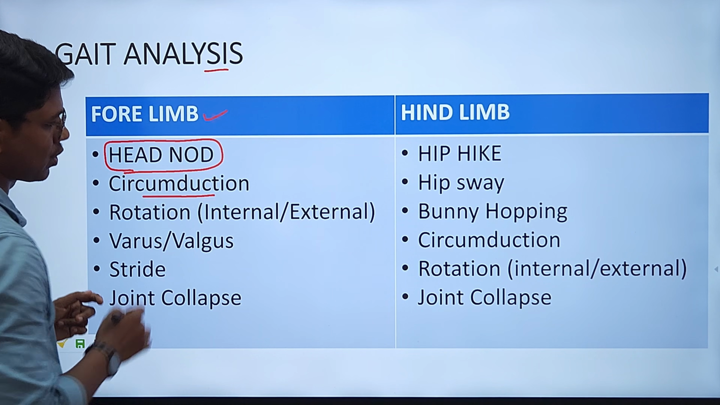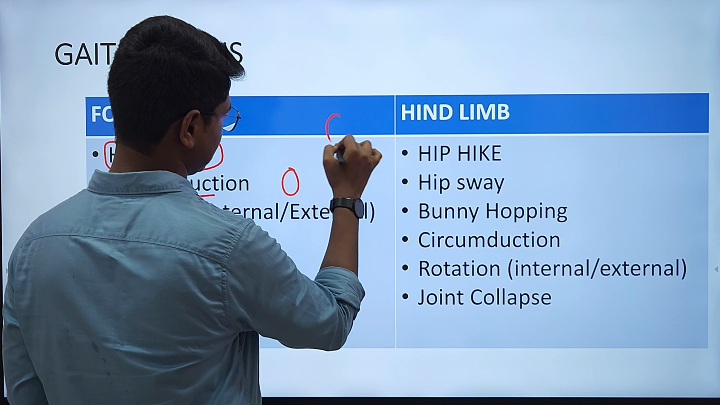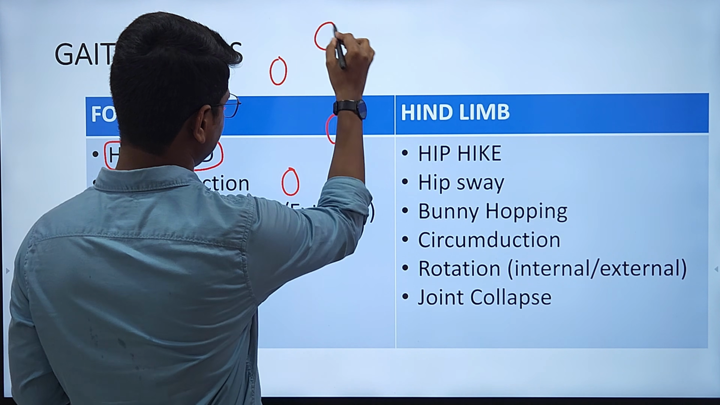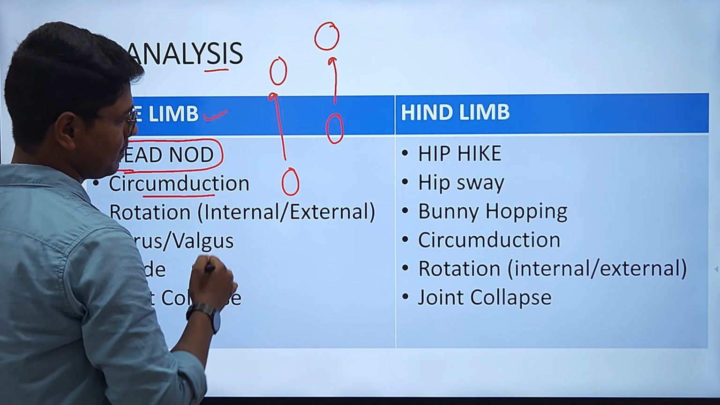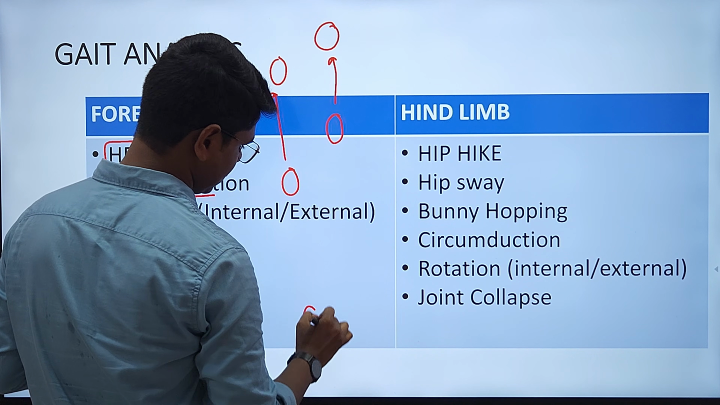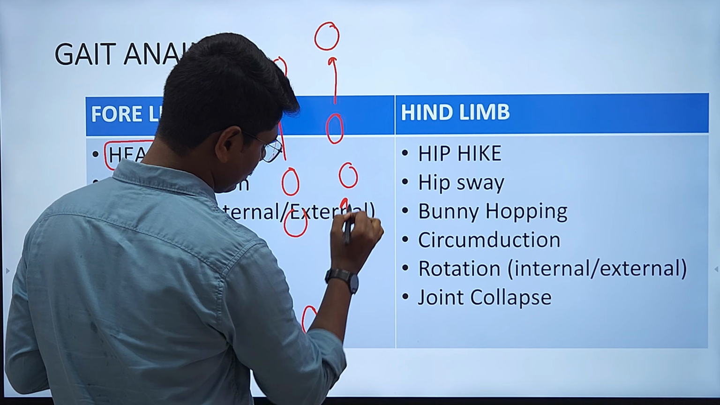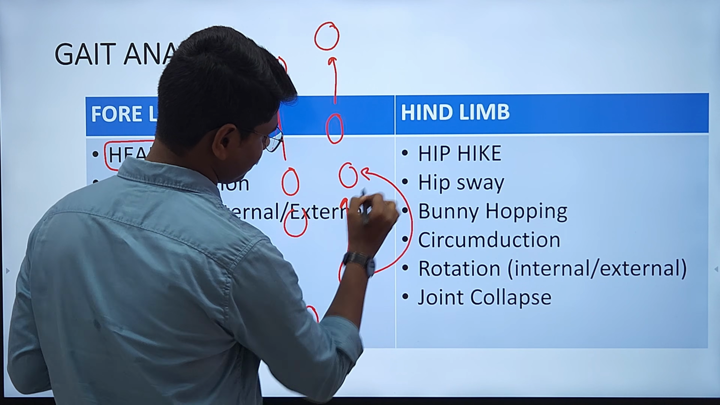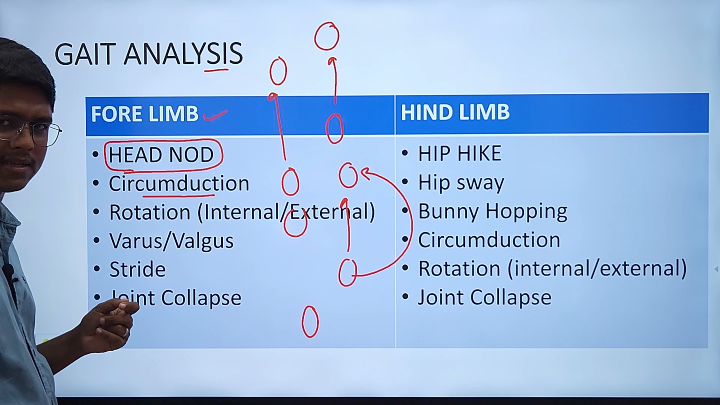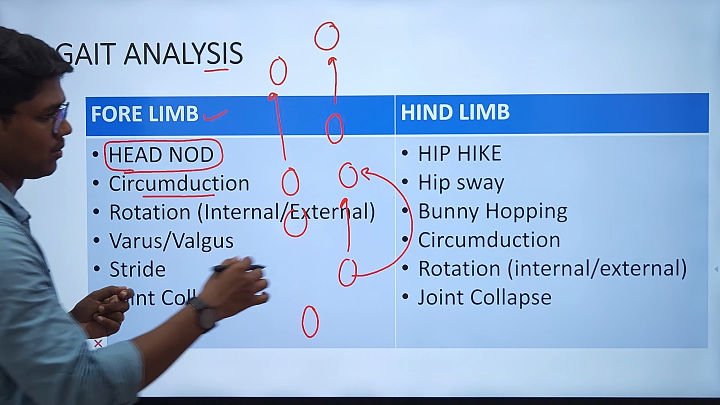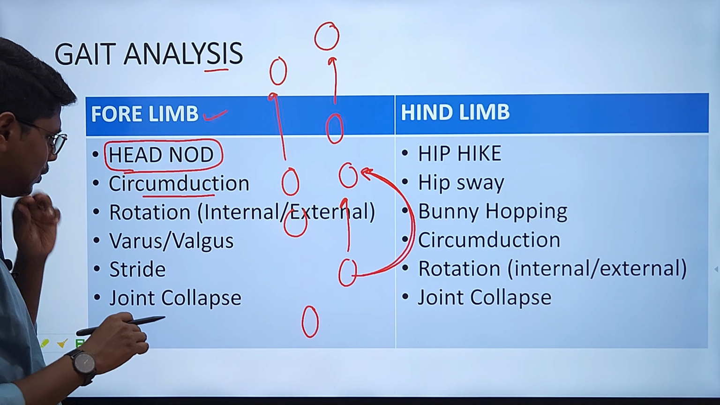You can also see circumduction. What is circumduction? Suppose this is the left step, this is the right step, left, right. Usually the limb goes straight. But when the right limb is affected, it will not go straight, it will go like this. This is circumduction. Mostly when the limb is paralyzed or hyperflexed, it will move like this. So you have to look for those gaits.